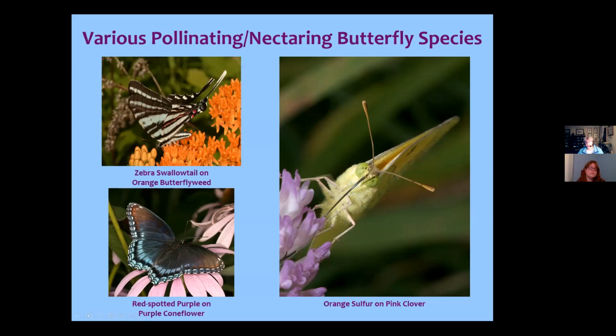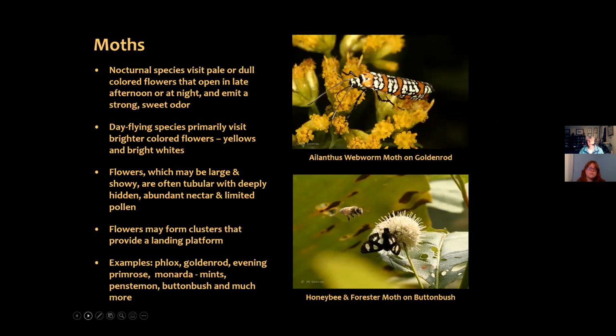So a lot of people will rush out and spray all their dandelions, but in fact, they could actually be having a lot of butterflies and moths visiting that plant if they leave it alone. So our moths, we have nocturnal species and we have then our day flying species. The nocturnal species typically visit pale or dull colored flowers that open in the late afternoon or at night, and they can emit a strong or sweet odor.